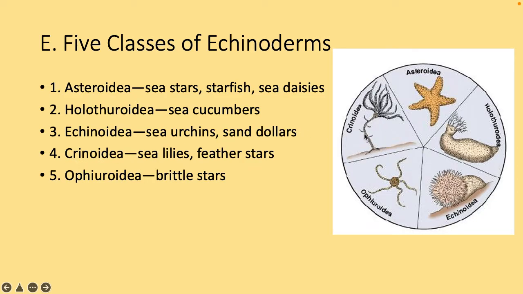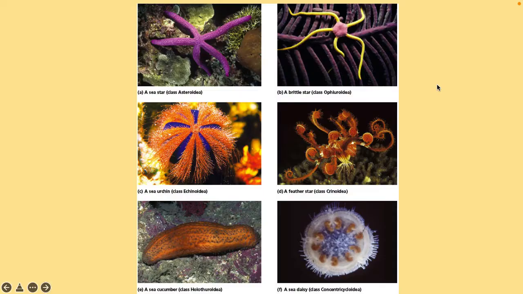Crinoidea, sea lilies, feather stars, and then the 5th class, Ophiuroidea, your brittle stars, which are similar to the Asteridia, but they are a lot thinner and way more flexible than the Asteridia. So just some more pictures showing the 5 classes.